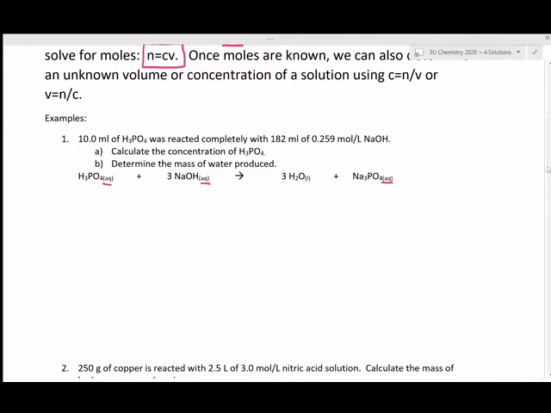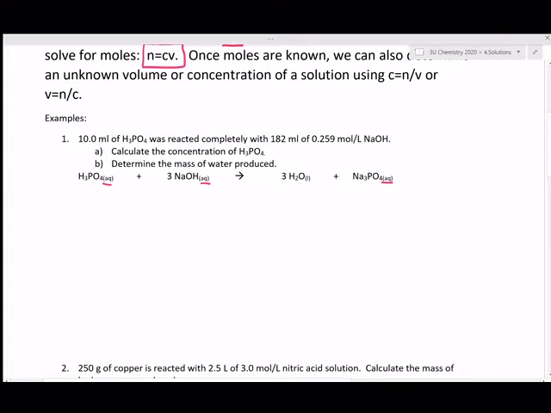Okay, so first question. 10 milliliters of phosphoric acid is reacted completely with 182 milliliters of a 0.259 mole per liter solution of sodium hydroxide. They want us to calculate the concentration of the acid, which we can see is a solution, so it will have a concentration, and finally figure out the mass of water that we would make.